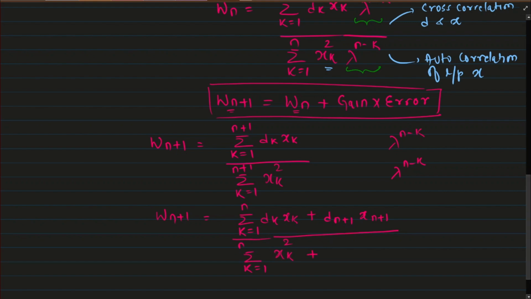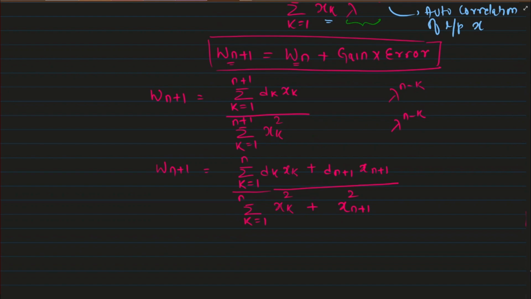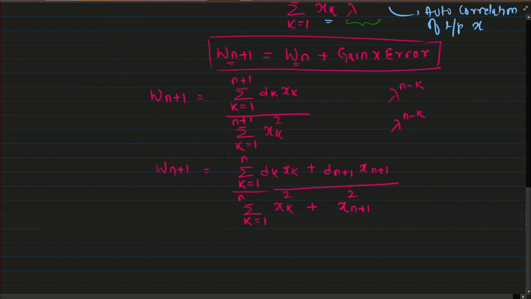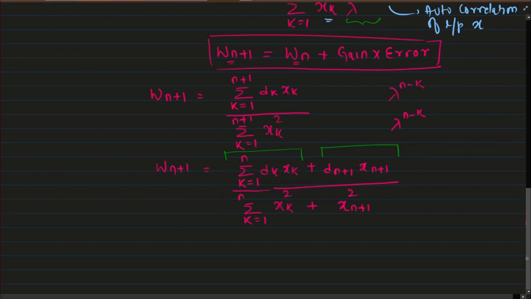So in this n plus 1 term, what is the n plus 1 term? x n plus 1 square. So this is a very convenient form in which I have expressed the next weight. And what I'm going to do now is split the numerator into two parts. One is this, and the other is this part. So let me do that.